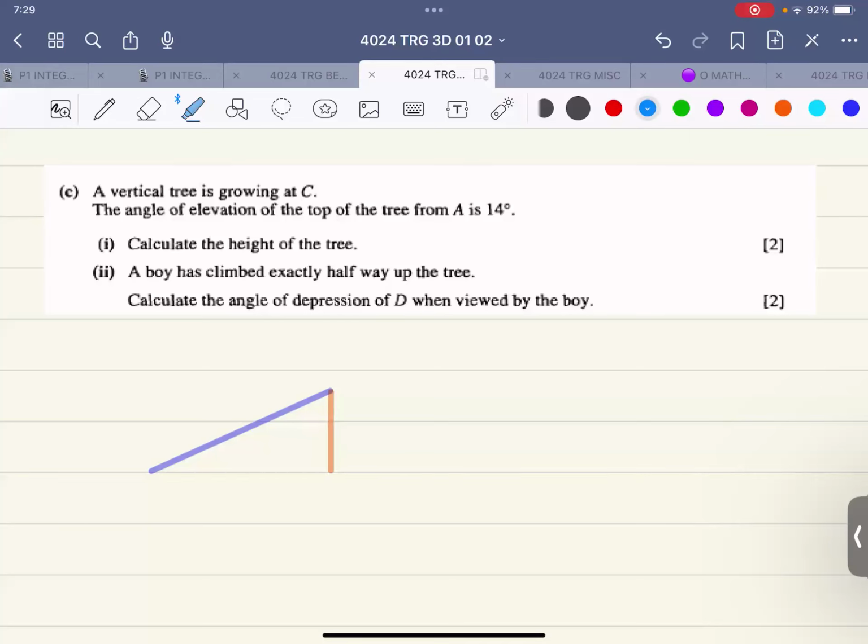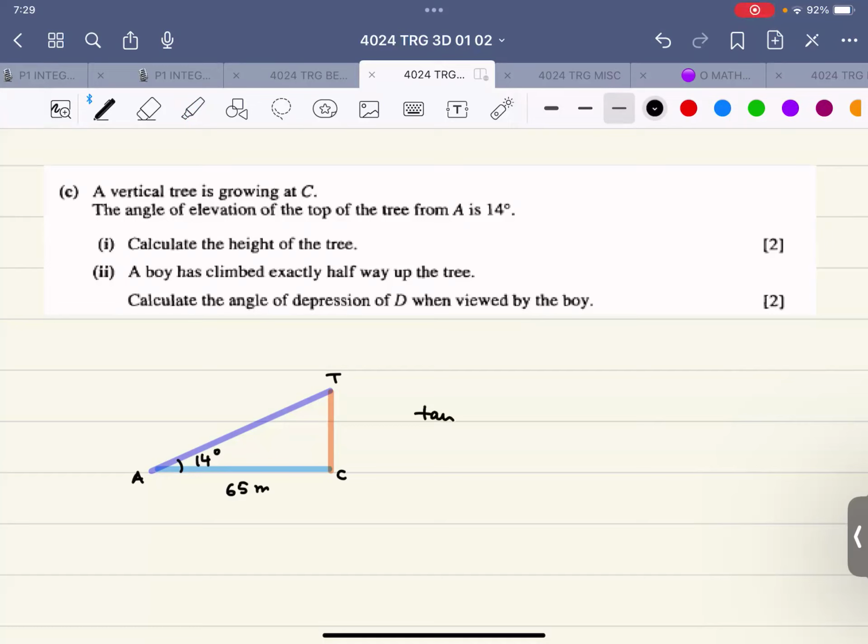And then we have this blue line over here. So this is T, and this is C, and this is A. And this is 14 degrees, and this is 65 meters. Calculate the height of the tree. Height of the tree is TC.